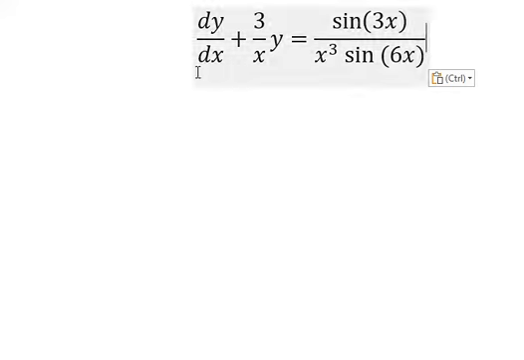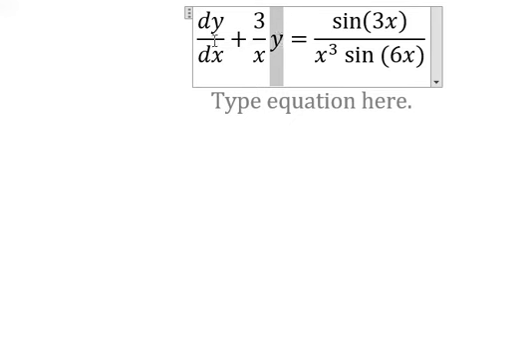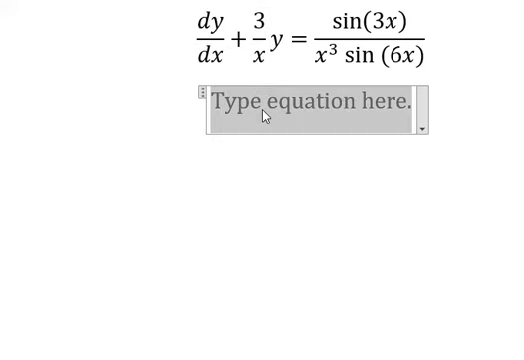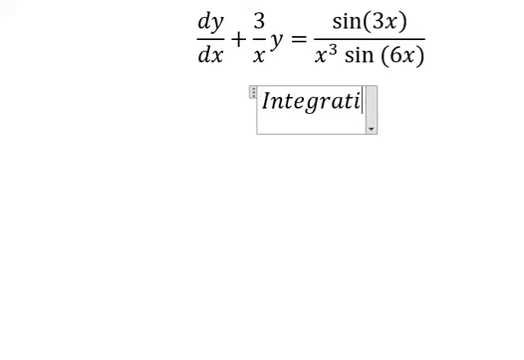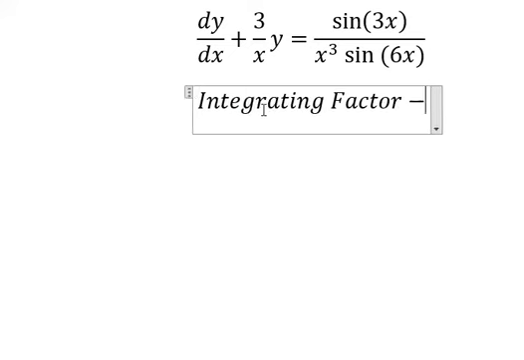The topic today is about differential equations. So now I will show you how to answer. We have y and the first derivative of y. So we can use an integrating factor.